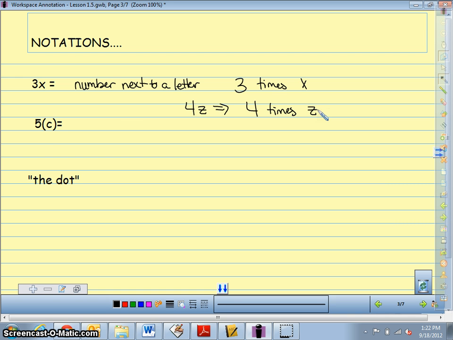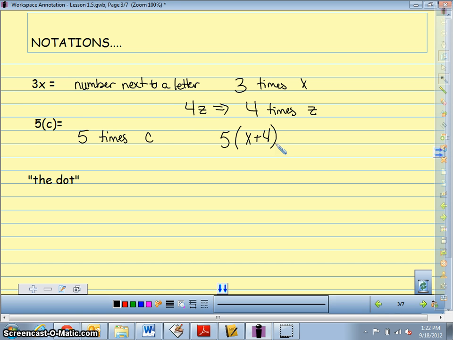Sometimes you'll see a letter or something in parentheses and a number right next to it. And they're always right next to it. They don't try and leave spaces. This just means 5 times whatever's inside the parentheses. So 5 times, in this case, inside the parentheses, is c. But you might have something like 5 and then a parentheses and x plus 4. That means you're going to figure out what x plus 4 is and then take it times 5. So whenever you have a number right next to a parentheses, that means multiplication as well.